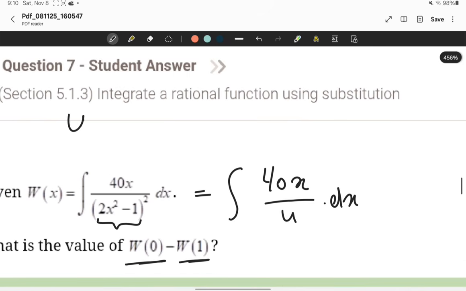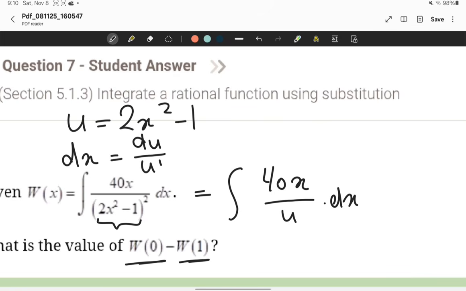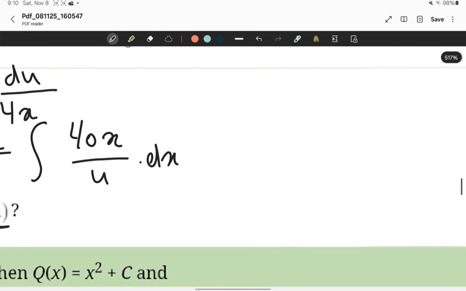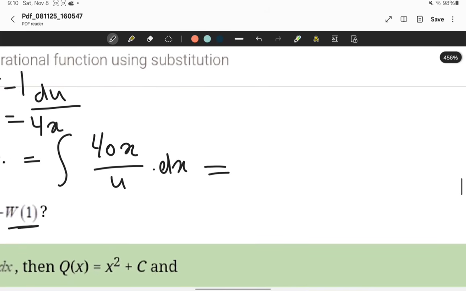Now I'll write up here that our u is 2x squared minus 1, because that's what we replaced, and our dx is du over u prime. So it's du over 4x, yeah, just 4x. When you derive u, you get 4x. Okay, so now we'll substitute that into our equation.